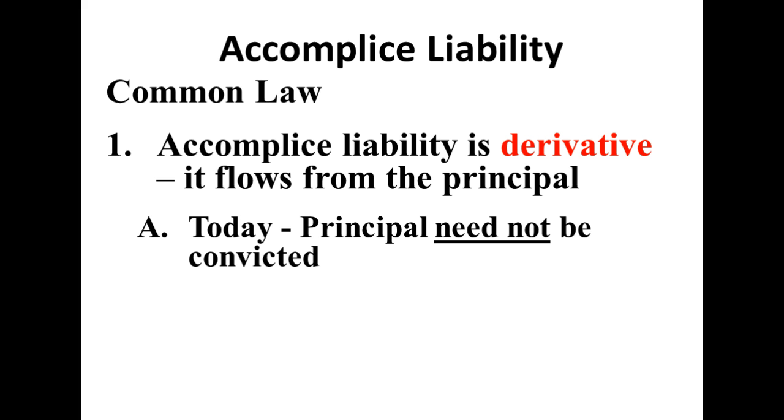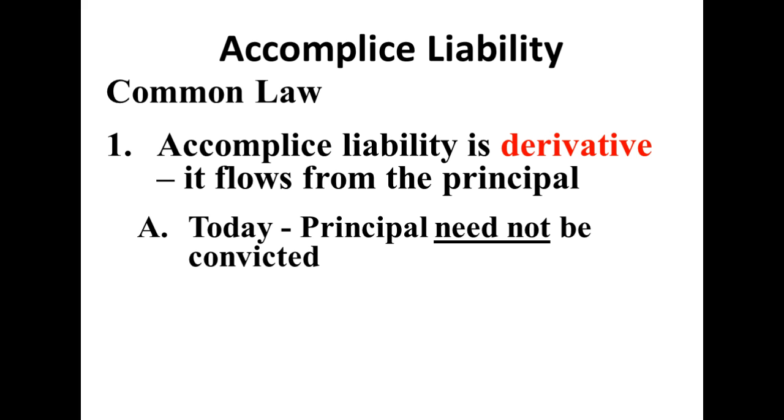However, today, the principal need not be convicted. At common law, there were some very peculiar procedural rules that required that in order to convict an accomplice, you had to convict the principal. And if the principal could not be convicted, you could not convict an accomplice, obviously creating an incentive on the parts of the accomplice to do away with the principal or to inhibit the conviction of the principal. This is not the case today.